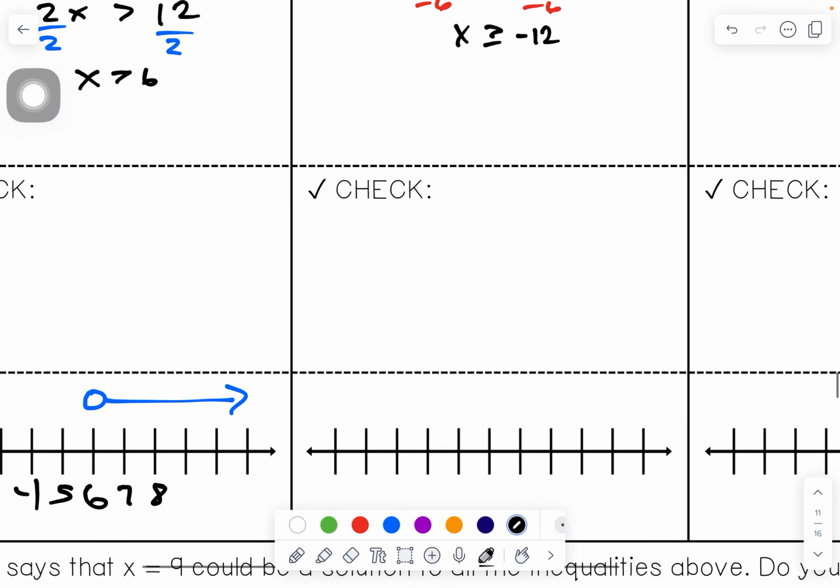I come down here to the number line and put negative 12 somewhere in the middle. I can label whatever parts of the number line I really want. I'm going to use a closed circle this time because it has an equal to symbol with it. And greater than means I'm going to the right.